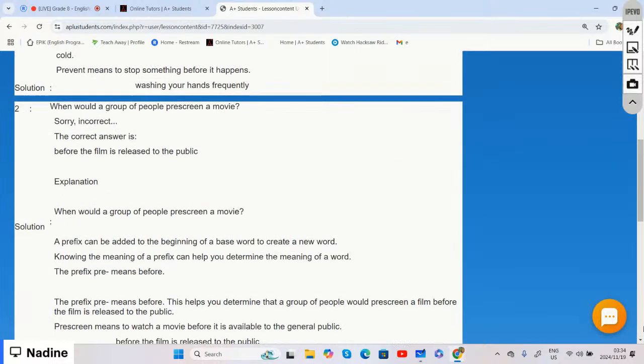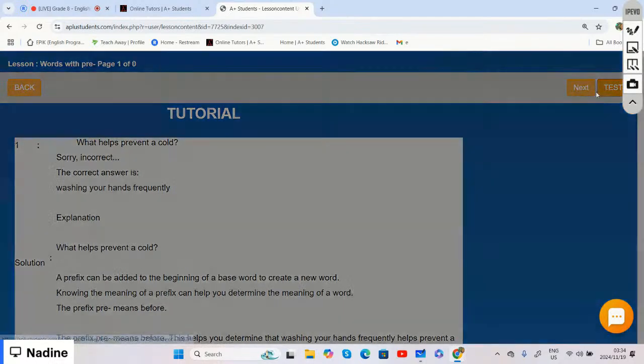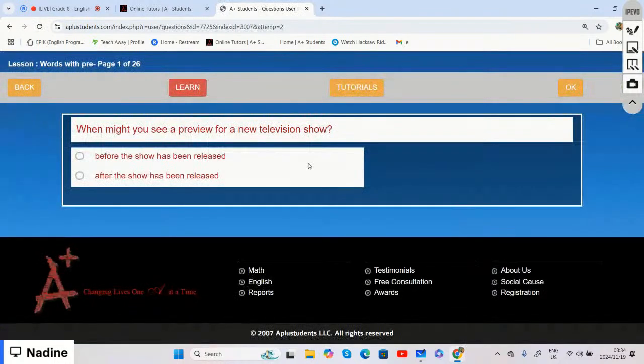All right, so now we're going to our test on words with pre. And remember, pre means before. It says, when might you see a preview for a new television show? Is it option one, before the show has been released? Or option two, after the show has been released?